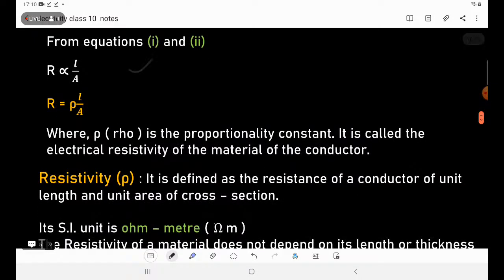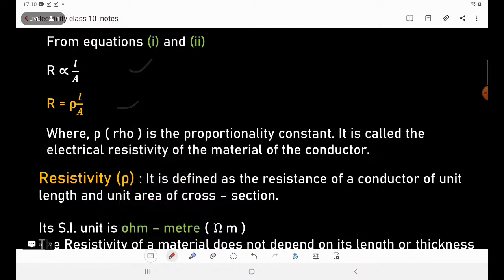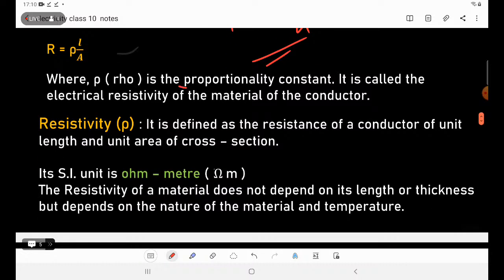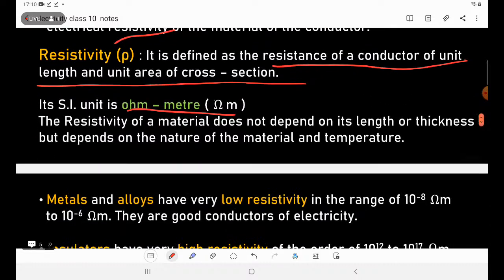Next, this is the formula that was derived. R is equal to rho L by A. I derived it just now. So rho is a proportionality constant. It's the resistivity. What is resistivity? Defined as the resistance of the conductor of unit length and unit area cross section. So the SI unit is ohm meter. I've told you, resistivity of a material does not depend on length or thickness.